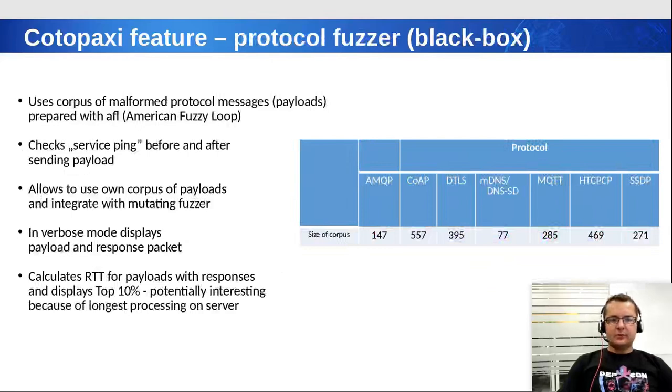The next feature is a protocol fuzzer. It is using a corpus of malformed packets prepared using the American Fuzzy Lop fuzzer, and it checks whether the device crashed after receiving a packet or what the time of packet processing was. Usually packets processed longer are more interesting for further analysis and mutations and can be used for next steps of fuzzing.